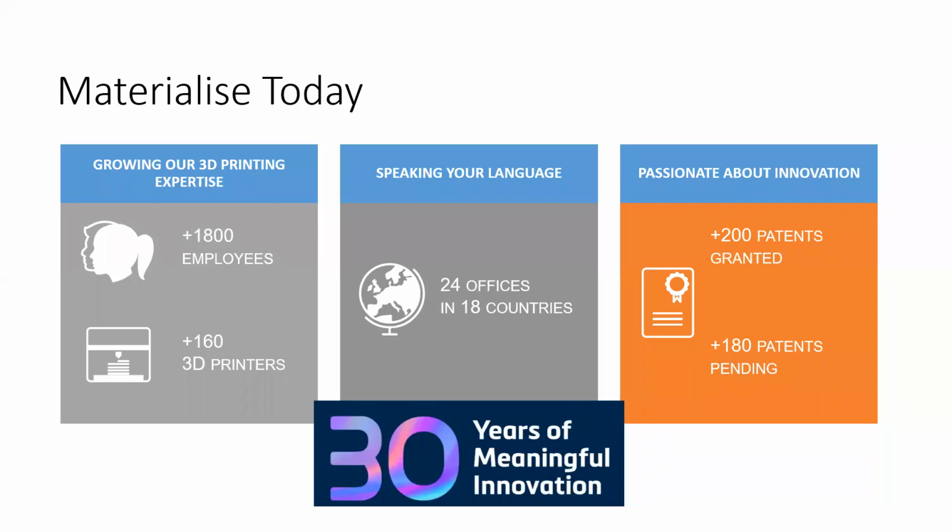Over the past 30 years, we've grown in expertise through the continuous addition of new people who bring fresh ideas and knowledge. Our machine park in Leuven is extensive, with over 160 3D printers, a wide variety of technologies and materials such as plastic and metals. We've also grown globally. We now have 24 offices in 18 countries around the world. We want to be close to our customers, understand their needs, and support them in their own language. And from the start, Materialise has had a very strong focus on research and innovation.